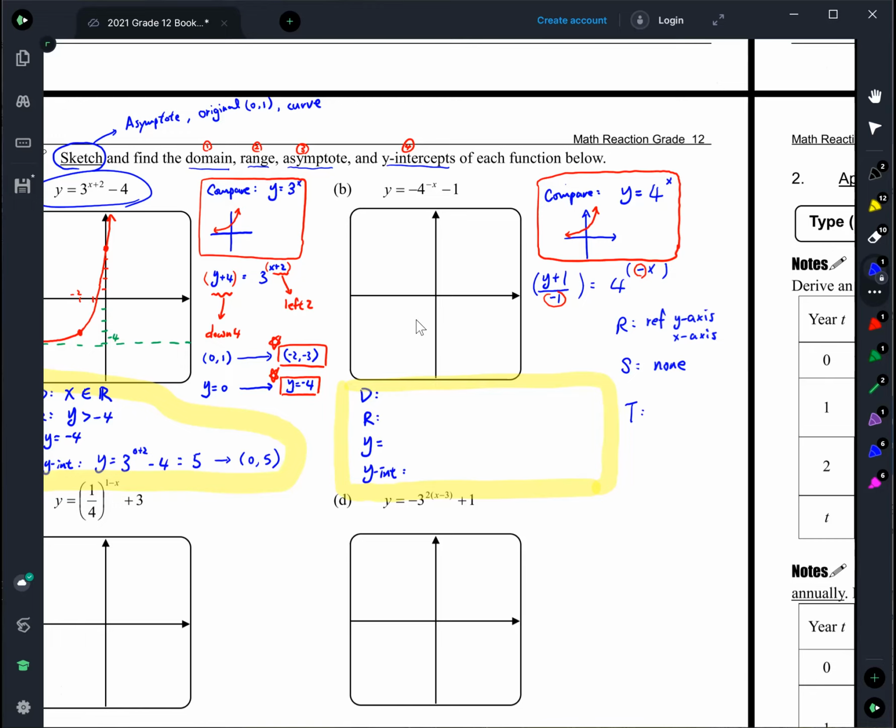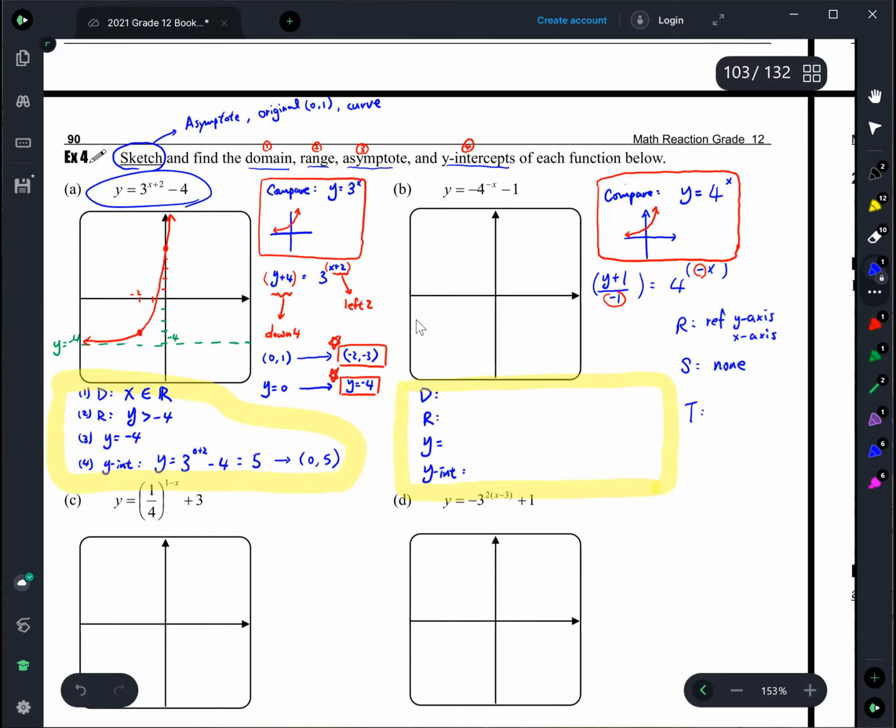You can look at the example we have on the last one, right? Question A, we had a translation of moving left 2, down 4. What about this one? Would you move down 1? Very good. Yeah, we have a y plus 1. That tells you it's down 1. Okay, for the left and right, there's nothing, okay? Because you only have a negative multiplying with the x. That's reflection, okay? That's not translation.